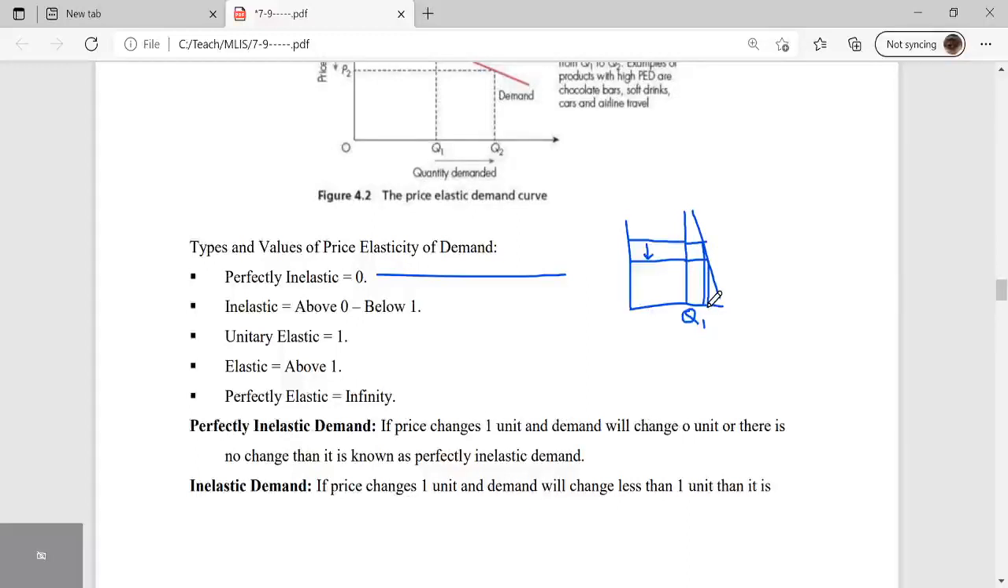And unitary elastic is like a 45-degree line. Over there, there will be the same amount of change in the demand, so almost the same kind of change in the demand. And for elastic, it will be an almost horizontal line.